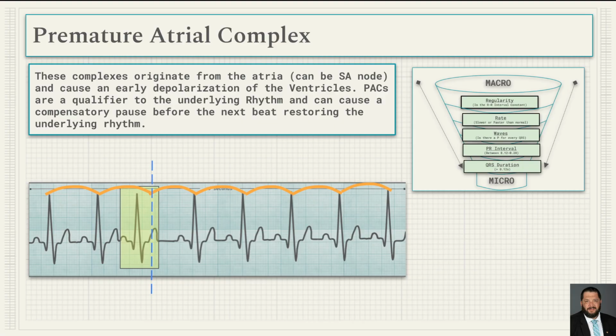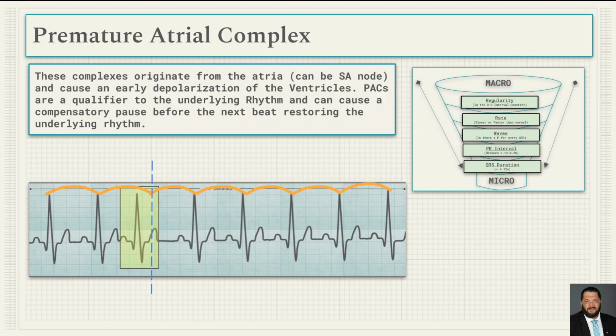What you see on the highlighted beat for this rhythm strip here is we've marched out the normal R to R interval and instead of that third beat occurring at what would be its normal place, it is shifted closer to its preceding beat. But it's followed by a larger R to R interval to allow compensation and restoration of that normal R to R interval phase for subsequent beats. All of our premature beats are going to appear this way. They're all going to appear early and then have a period of pause afterwards.